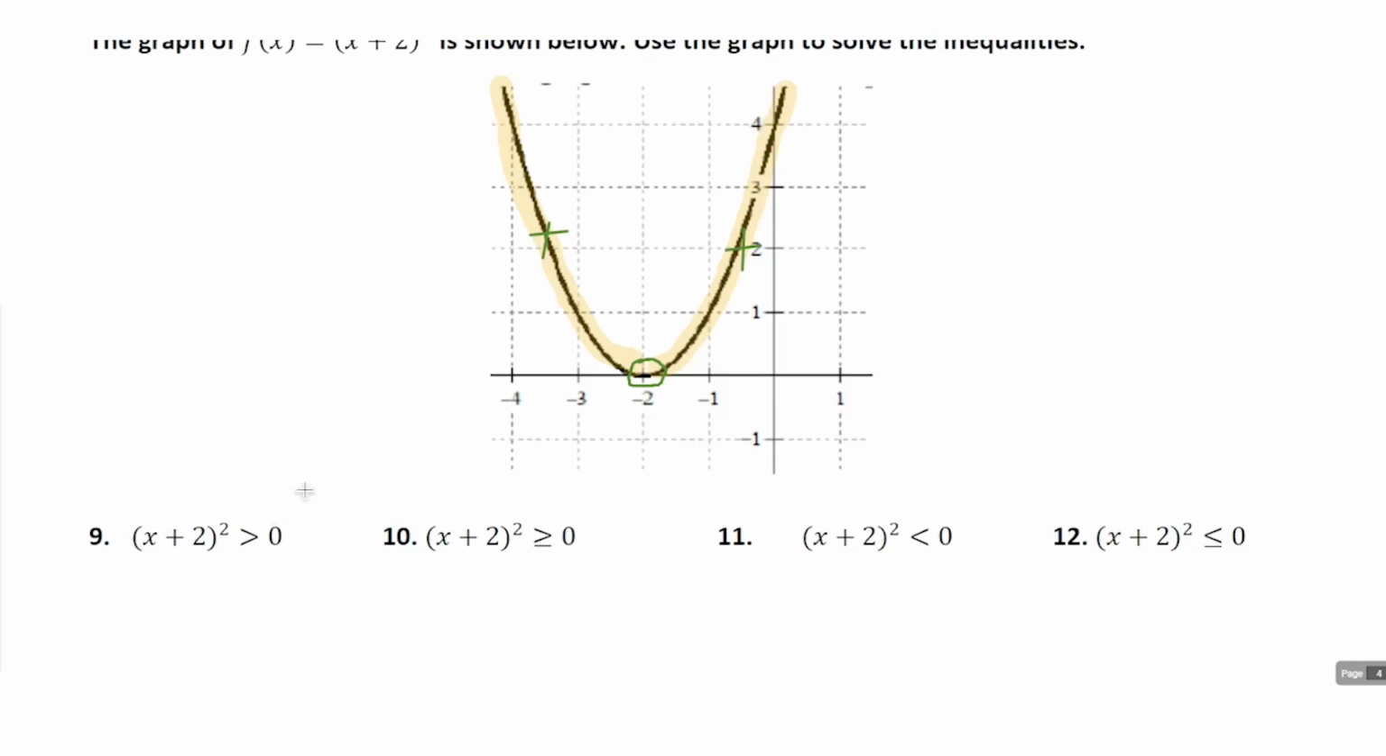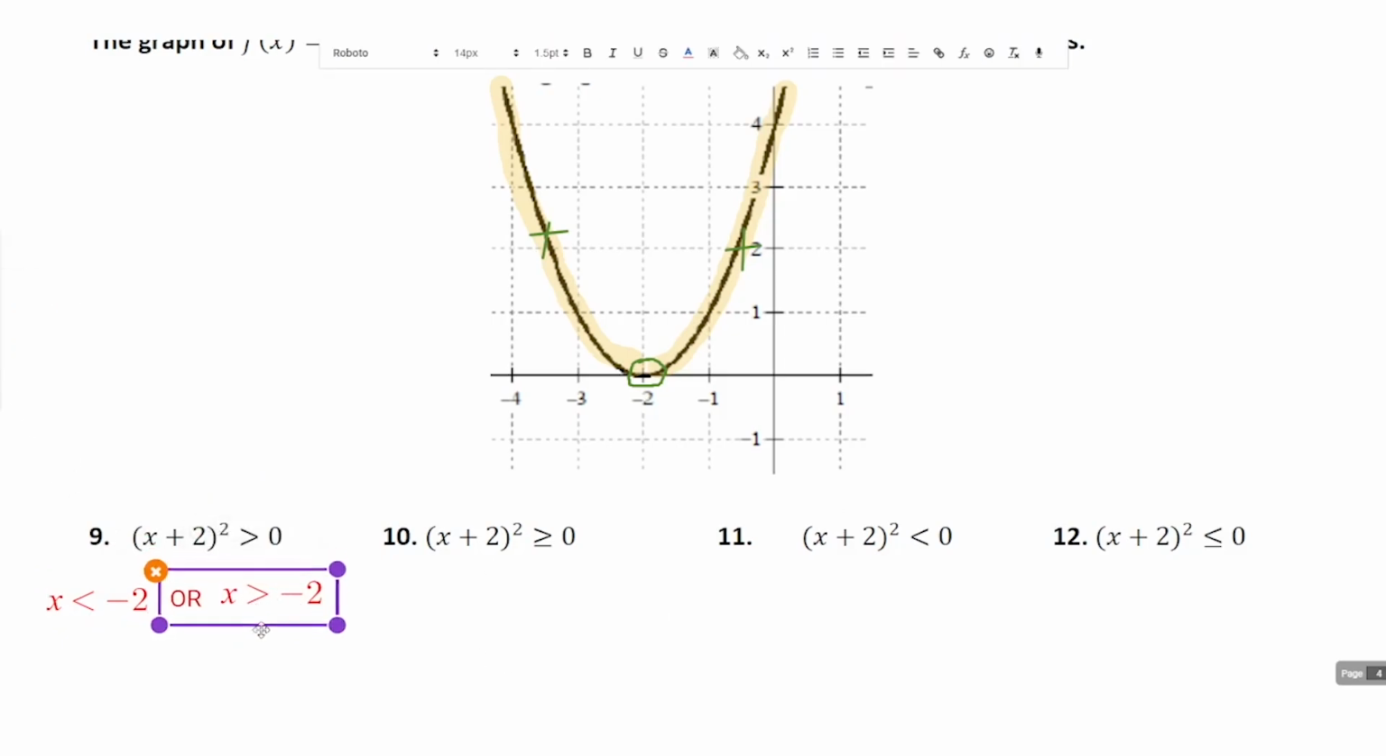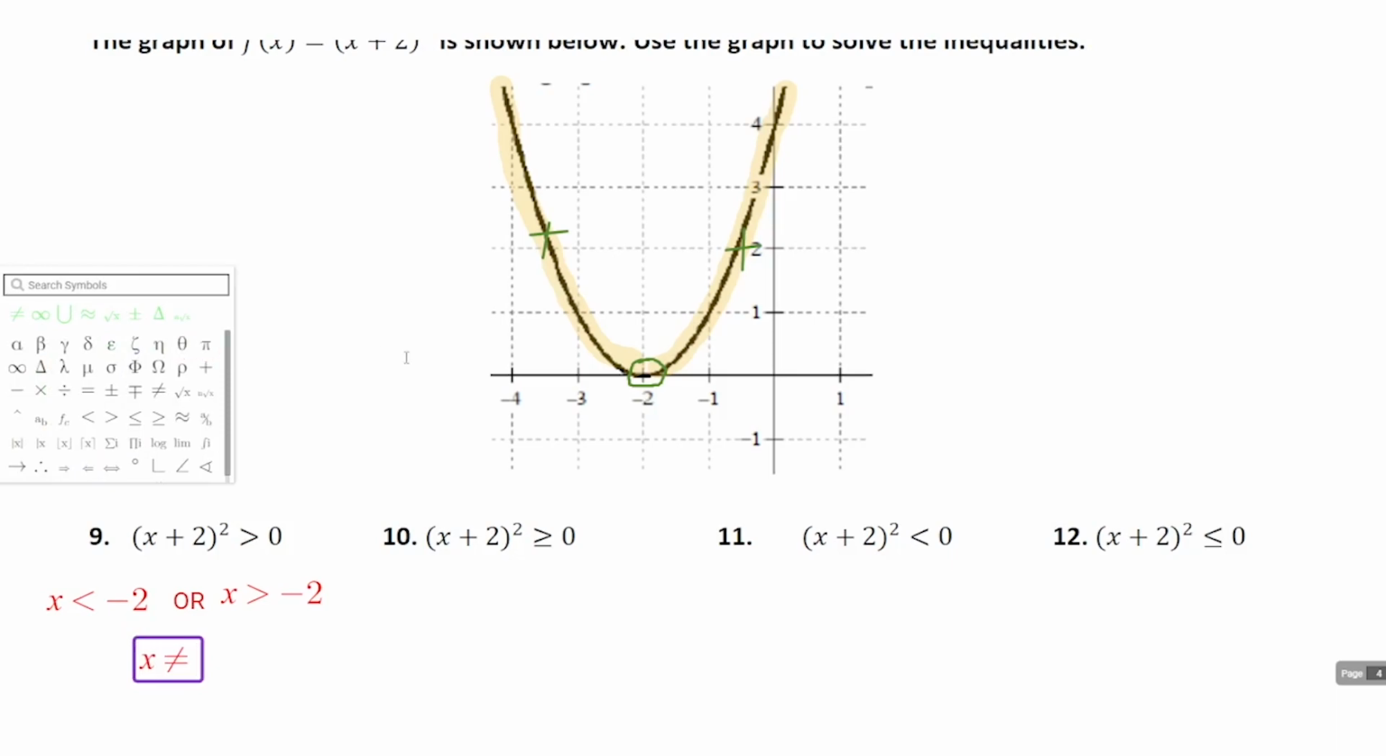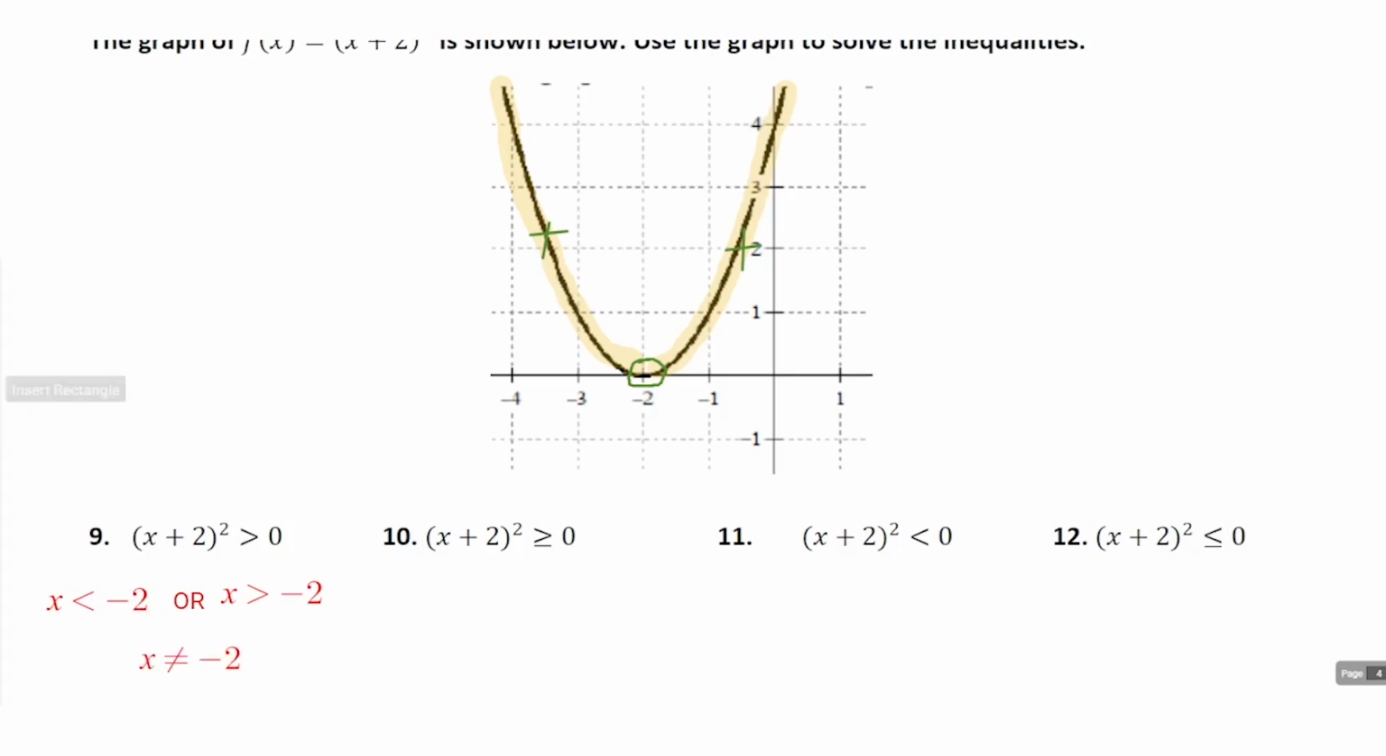Number 9 says, when is it positive? So there's basically two intervals here. We're going to say x is less than negative 2 or x is greater than negative 2. There's another way we could actually write this. Since we're going to include all real numbers except for negative 2, we can just say that x cannot be negative 2. And that would be a much easier way of actually writing this. Either way is fine, but you're probably better off just saying all numbers except for negative 2. So you'd say x cannot be negative 2. This way is fine, but you can see how this is a lot more efficient.